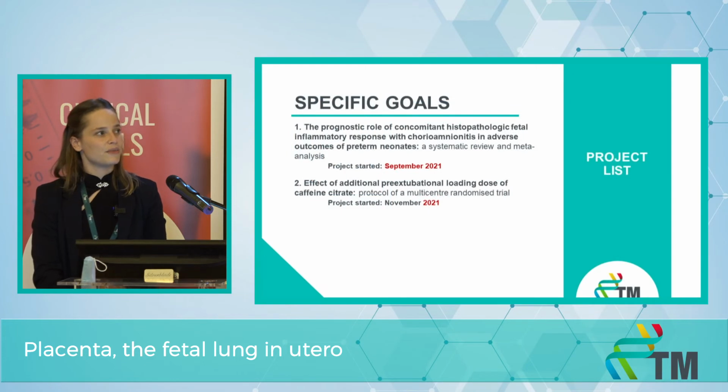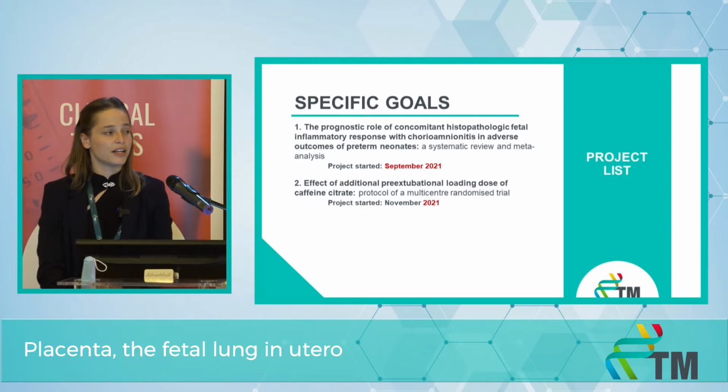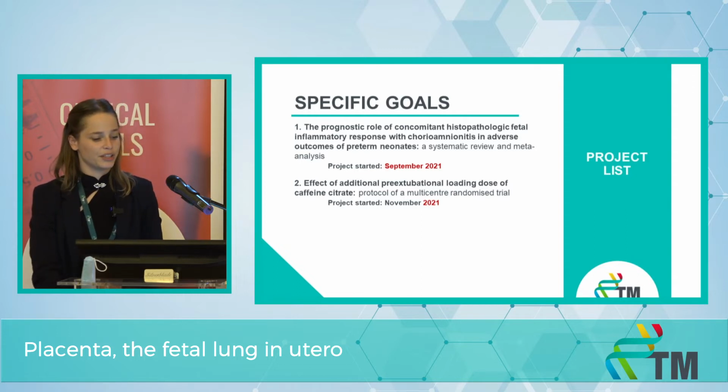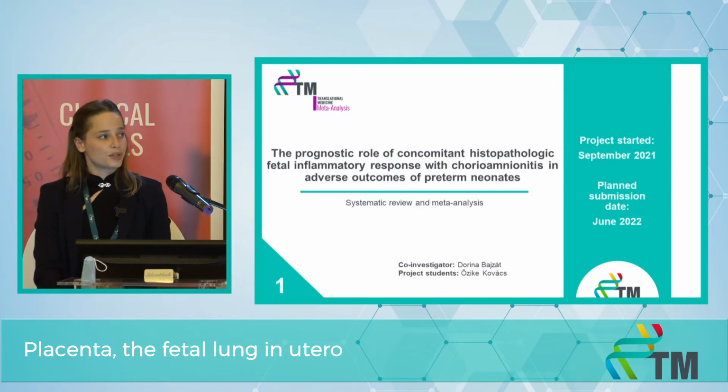To achieve these aims, here are our specific goals. One is related to the histopathology of the placenta and the umbilical cord, and the other one is related to the apnea of prematurity. Our first project is a systematic review and a meta-analysis investigating the role of fetal inflammatory response.